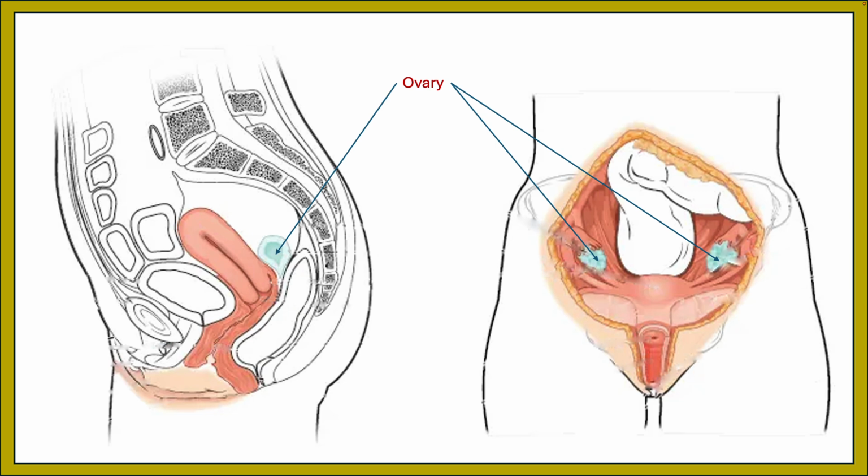Now, if we take a look at the female gonads or ovaries, you'll see that these are a paired set of organs that are about 2 to 3 centimeters in length. They are going to be located within the pelvic cavity, supported by the mesovarium, which is an extension of the peritoneum that connects the ovaries to the broad ligament.